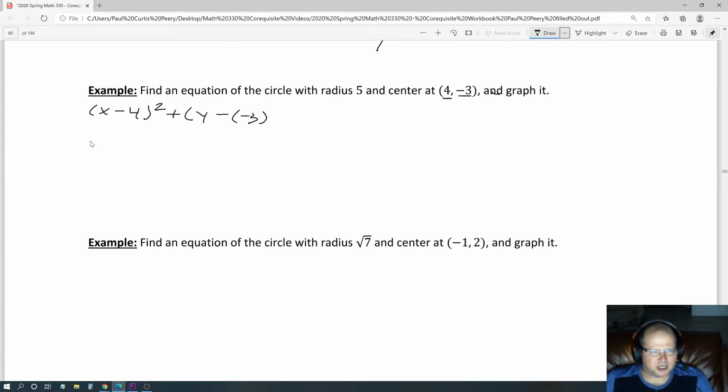Again, be very careful with the signs. It does make a difference. And then we have the radius, which is 5. That's where we plug it in here. And now we are going to square it.